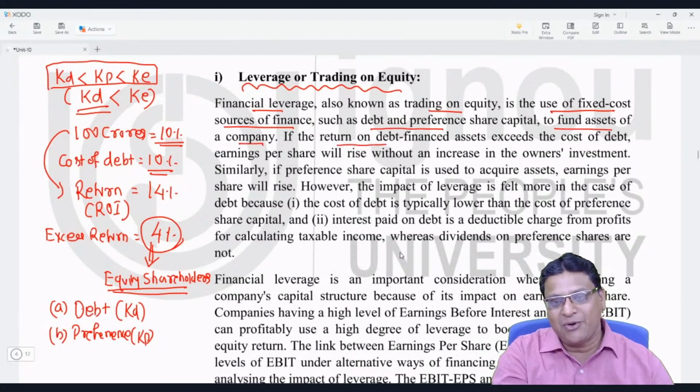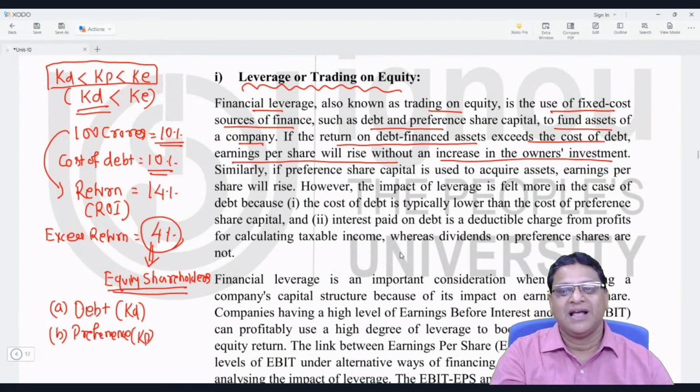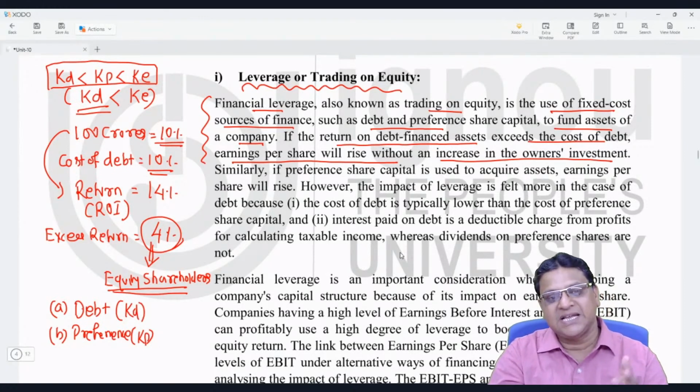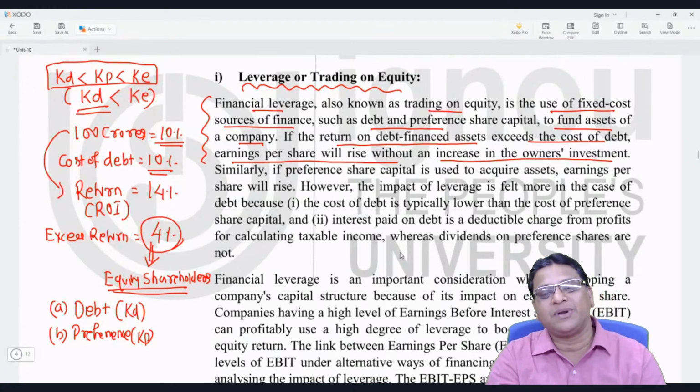And if the return on debt-financed assets exceeds the cost of debt, then earning per share will rise without an increase in the owner's investment. This concept is known as trading on equity. Trading on equity works whether you use preference shares, equity shares, or debt capital. In case of debt, trading on equity arises. In case of preference, trading on equity arises.